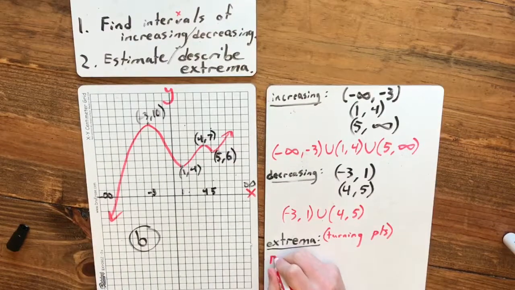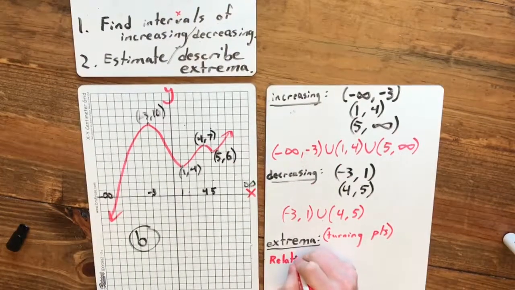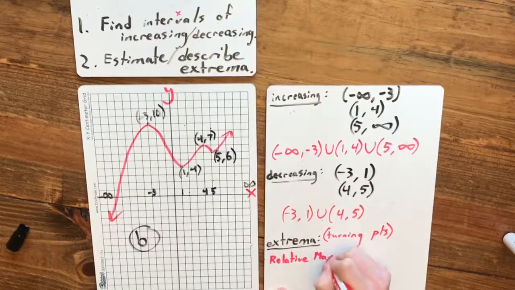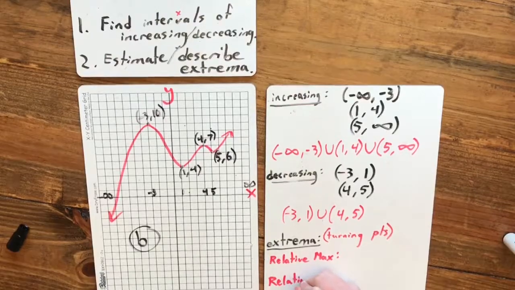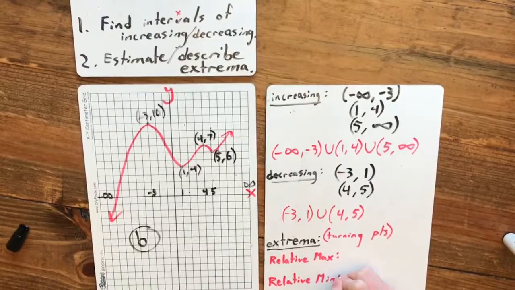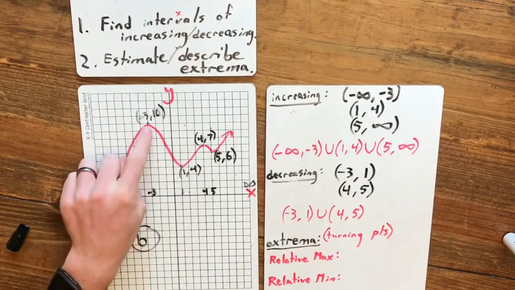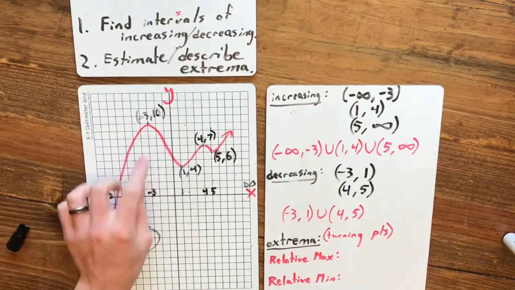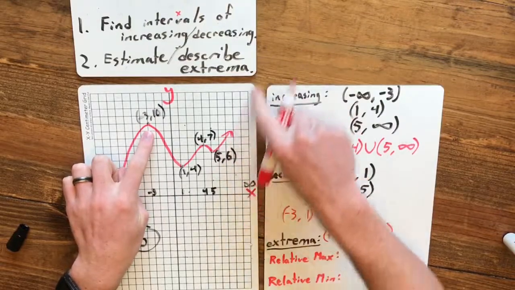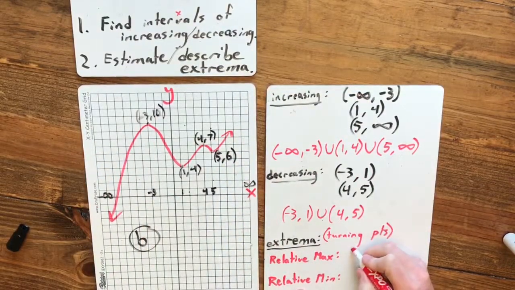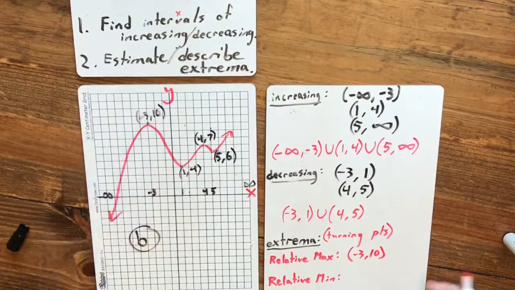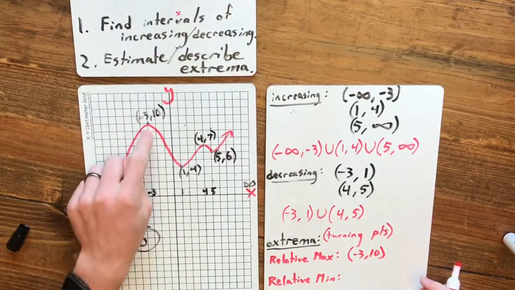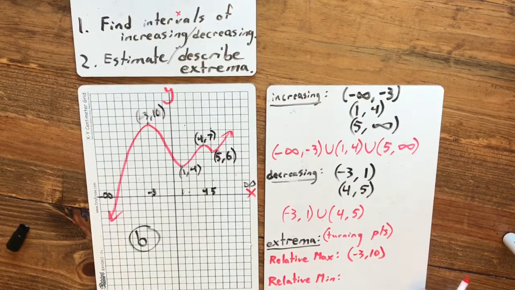So we're going to have some relative max, and we can have some relative mins. So in this area right here, that is the highest point, but it's not the highest point on the entire graph because we know it's going to get higher. So a relative maximum we have is negative 3, 10. There's nothing around it that's higher than that point. So relatively, locally, that is the highest point.